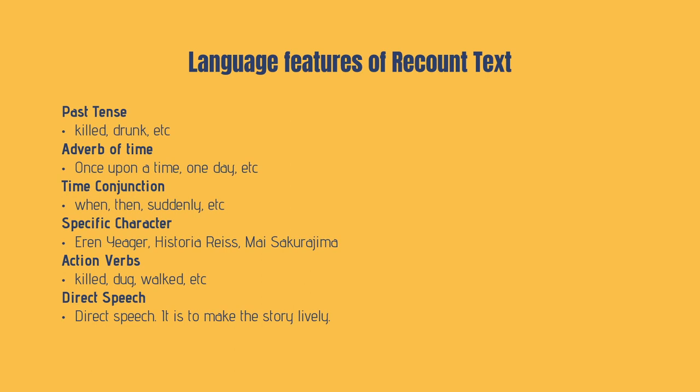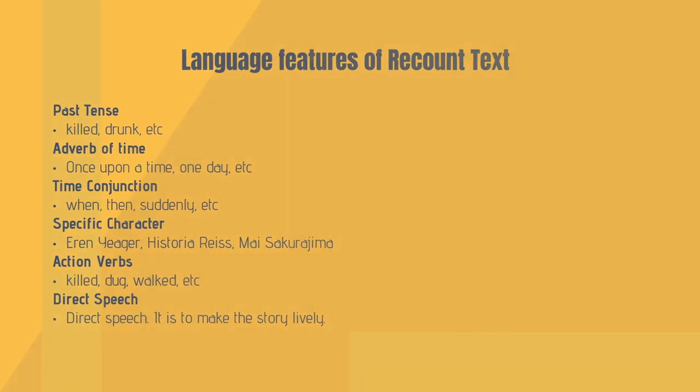Specific character. Example: Eren Yeager, Historia Reiss, Mai Sakurajima, and more. Action verbs. Example: kill, duck, walk, and many more. Direct speech. It is to make the story lively. I think the recount text and narrative text have similar language features.